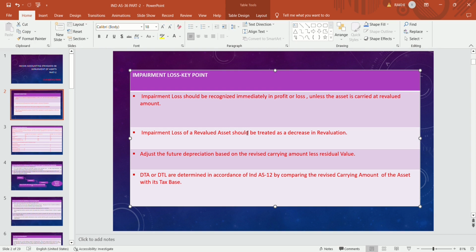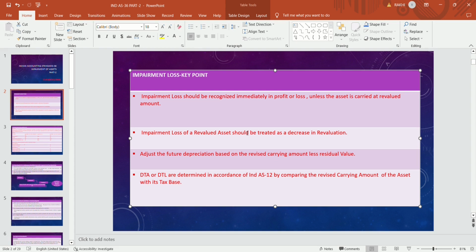And in case of revaluation, the revalued amount is to be decreased, which we had discussed already in Ind AS 16 and Ind AS 40 also. If there is a revaluation of an asset previously, and after that there is an impairment of that asset, then we will decrease that impairment loss against the revalued amount. But if there is no revaluation, we will directly charge that loss to the profit and loss account.